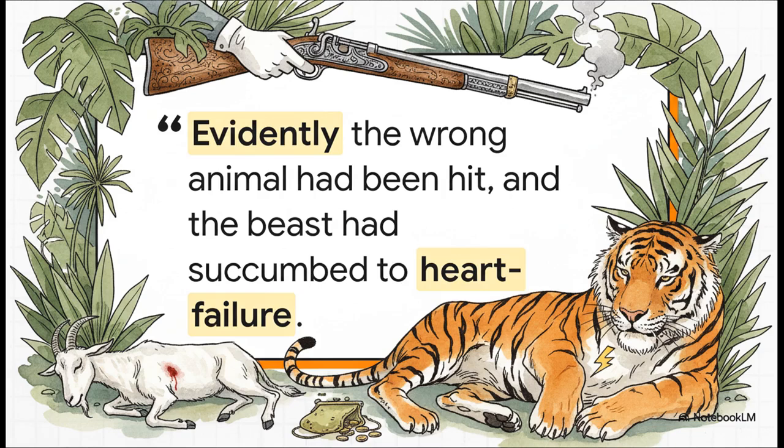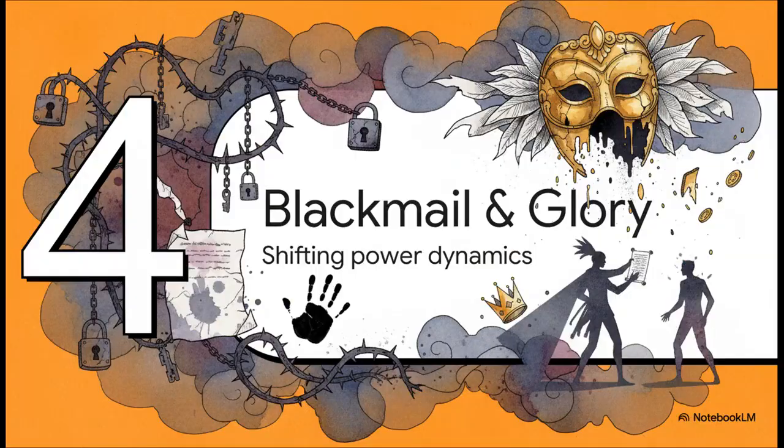This is the central, absolute irony of the plot. She got her dead tiger, she achieved her ultimate goal, but she didn't even shoot it. Section 4. Blackmail and Fake Glory.